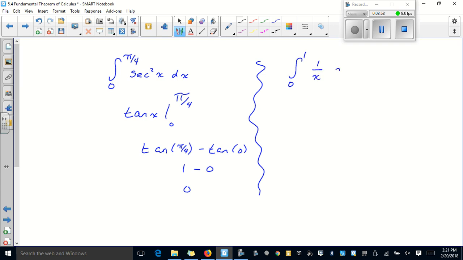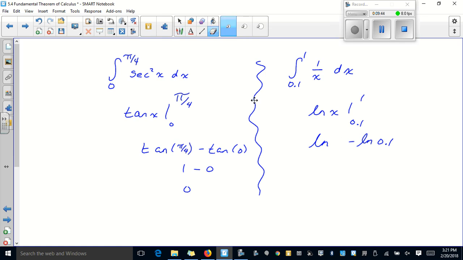So the natural log of x, I cannot put in 0 minus the natural log of 0. This is undefined, so I would have to put in anything. How about 0.1? You can't put in 0. The natural log of 0 is undefined. So that's why I said, oops, gotta fix that. And the natural log of 1 is 0, so this is 0 minus the natural log of 0.1, or negative natural log of 0.1. And without a calculator, that's as far as we can go.